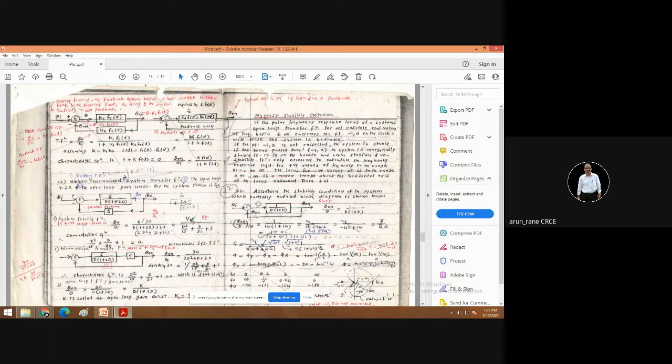This was one problem on Nyquist stability criteria. This question will come: ascertain the stability condition of the system whose partially reduced block diagram is shown below. So in the question, this diagram is given. Transfer function is not given, that you have to write or you have to calculate.